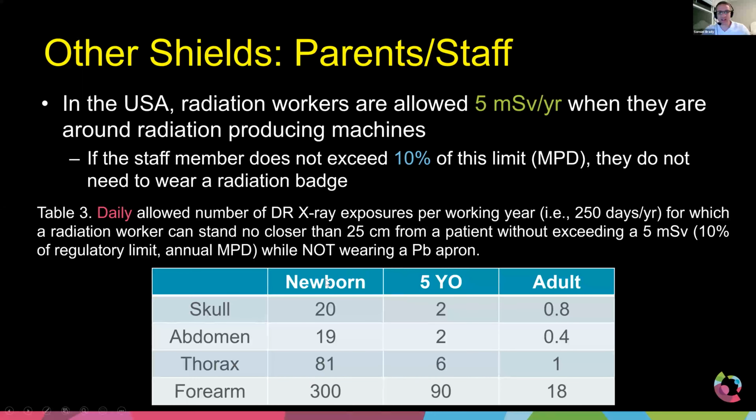And here you can see that the number is much lower, of course, because we're talking only 10% of this value, so 0.5 millisieverts per year. You can see now for a 5-year-old, it's only a couple. For an adult, it's less than 1. But for a newborn, which is generally when a nurse or someone needs to help out in the x-ray room, we're still talking numbers like around 20 or so, maybe 80 thorax chests.